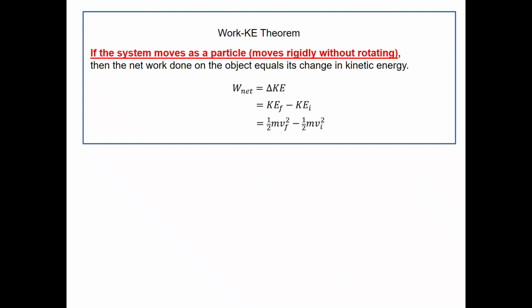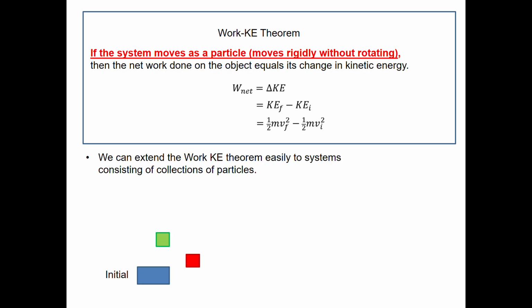Our big result so far is called the work kinetic energy theorem, and it says if a system is behaving as a particle, in other words, moving between some initial and final state without compressing or stretching or rotating in any way, then the net work done by all external forces, that's what net means, is equal to the change in kinetic energy of the particle. We're now going to generalize this result very slightly in a way that's going to help us address more complicated systems later on.